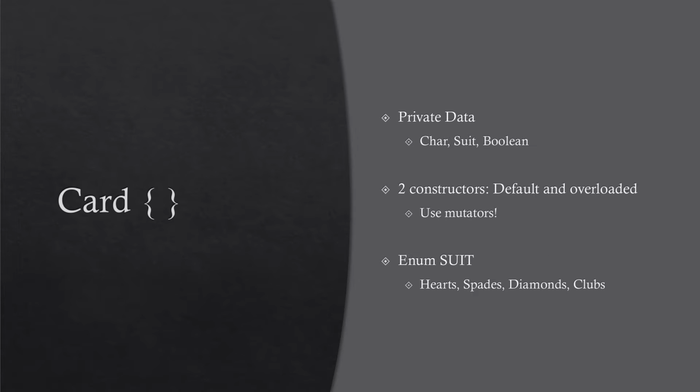Our card class is really simple. It just has a couple of private data members and a couple of constructors. Make sure that you use mutators in your constructors and don't just modify the data directly, because the mutators are going to be validating data and setting error flags. And of course, we're going to be using an enum with the 4 common suits.